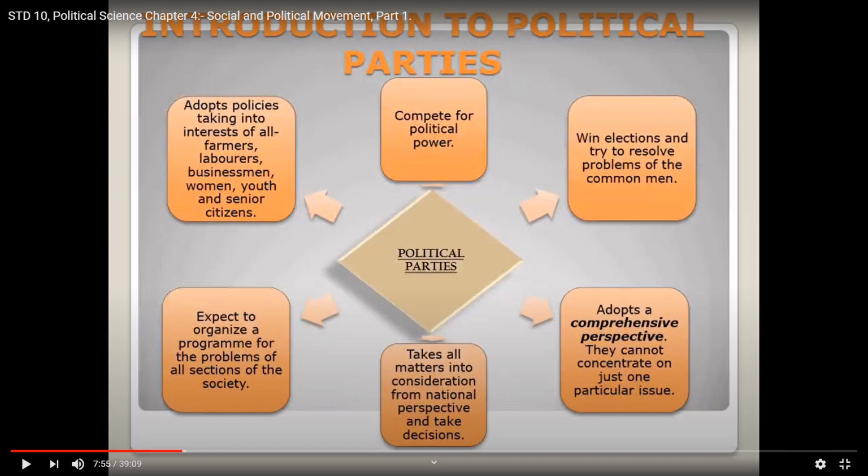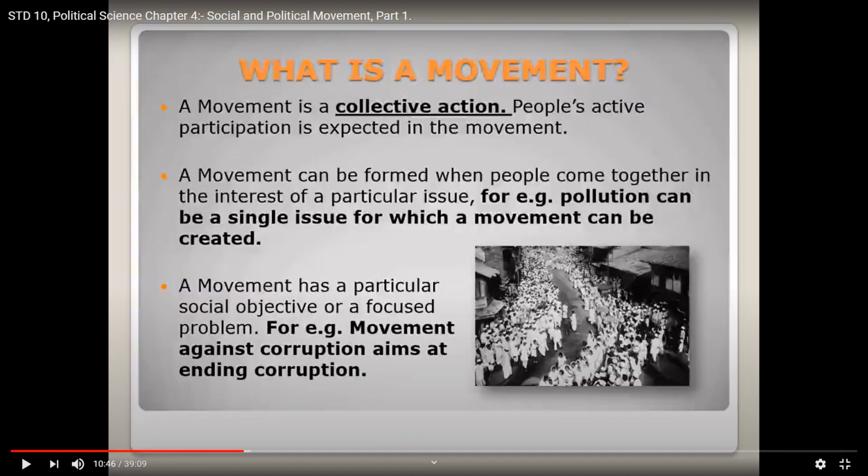They are expected to organize programs for the problems of all sections of society. What is a movement? A movement is a collective action. People's active participation is expected in the movement.